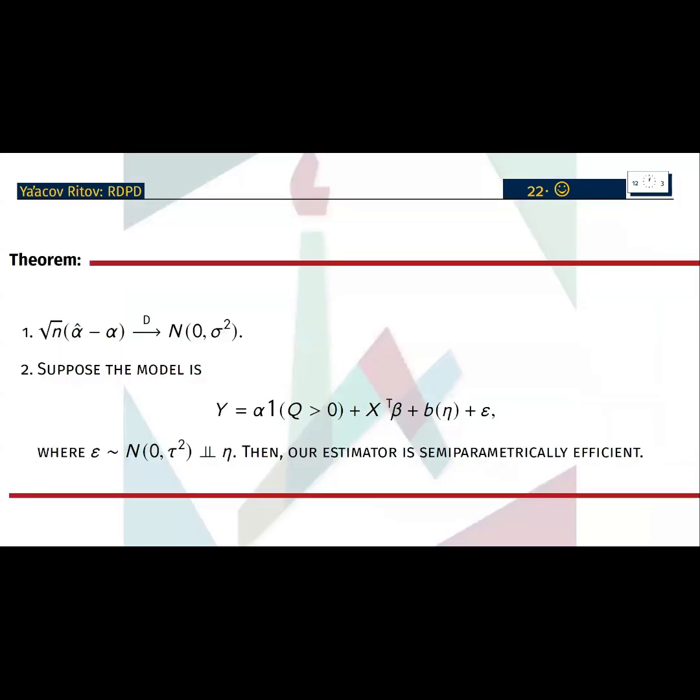And eventually I get, after all these technical assumptions, that the estimator is asymptotically normal, and if epsilon is actually Gaussian, independent of eta, our estimator is semi-parametrically efficient.